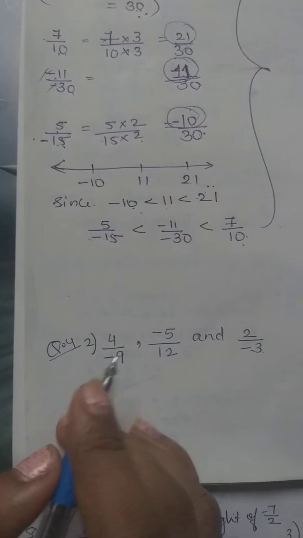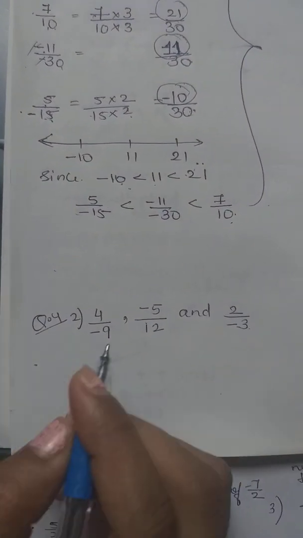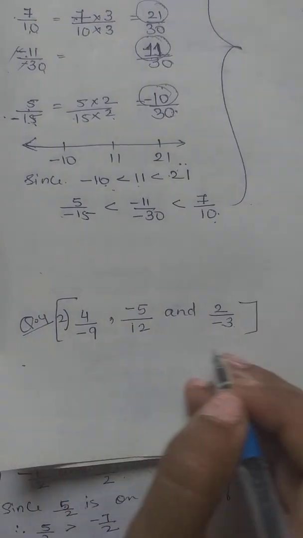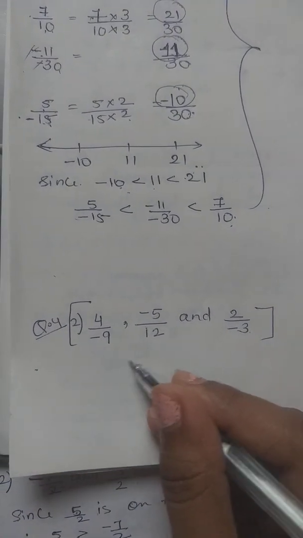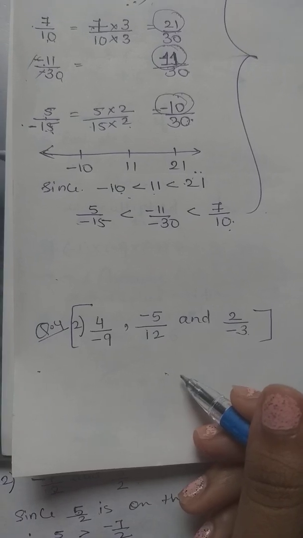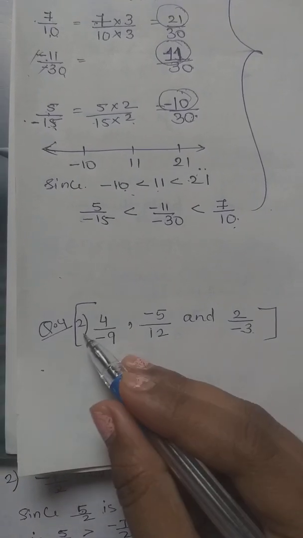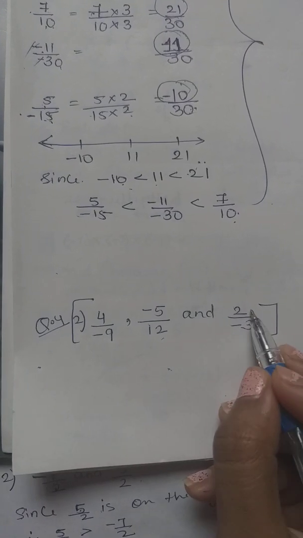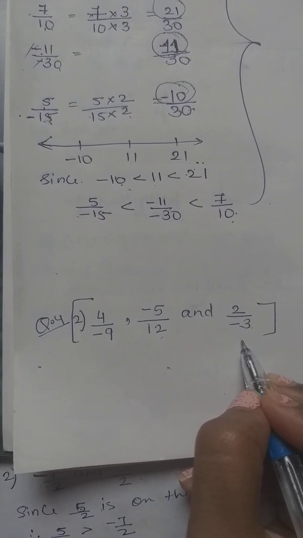Okay, this question is homework for you today. It is as in practice, a sum of the same type, that you have to find the ascending order of rational numbers. Okay, 4 by minus 9, minus 5 by 12 and 2 by minus 3.